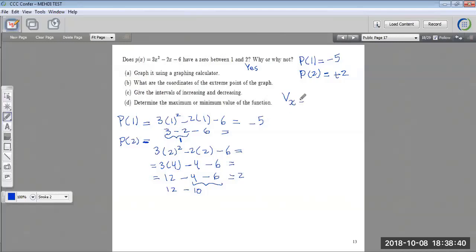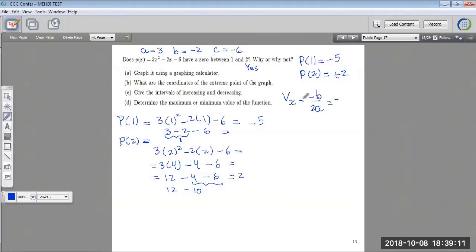The x of the vertex is equal to, anybody remember that? Negative b over 2a. Very good, negative b over 2a. Make sure we remember that. The x position of the vertex is negative b over 2a. So in your case, a is equal to 3, b is equal to minus 2, and c is equal to minus 6.